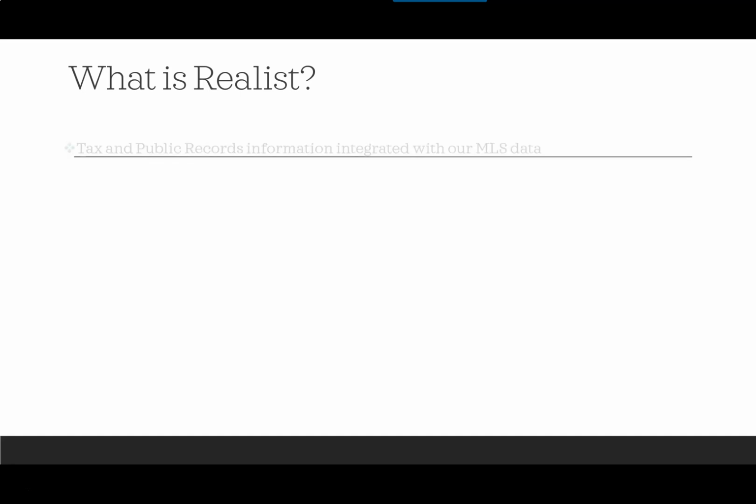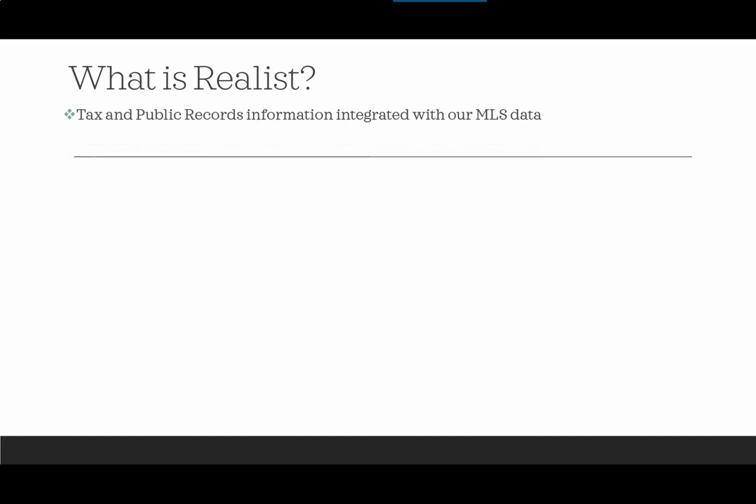So what is Realist? It is a tax and public record database. The tax and public record information has been integrated within our MLS data. The coverage areas for Realist is all 100 counties in North Carolina and Carroll County, Virginia, Henry County, Virginia, Pittsylvania County, Virginia, Franklin, Virginia, as well as Patrick, Virginia.